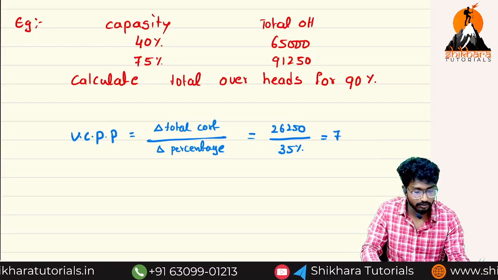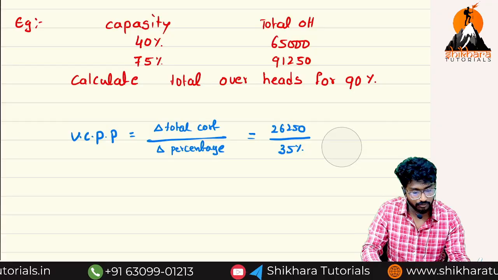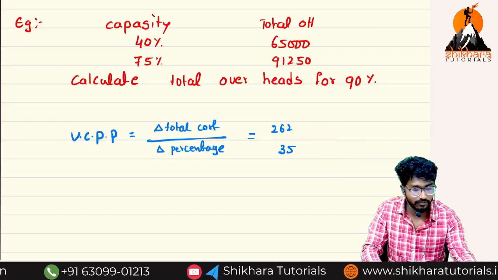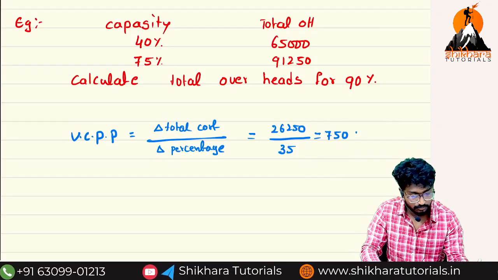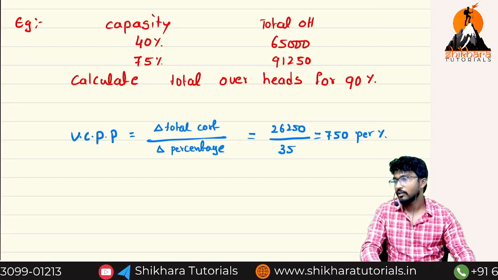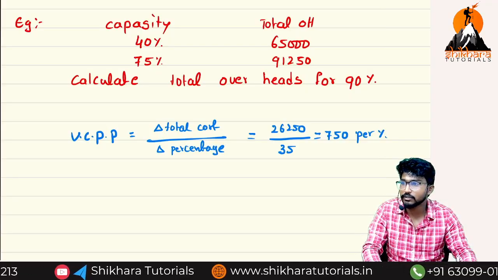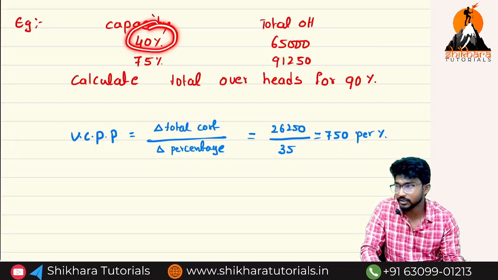35 into 100, 35%. 750 per percent. For each percent, the variable cost will change by how much? 750. Now, for capacity of how much?